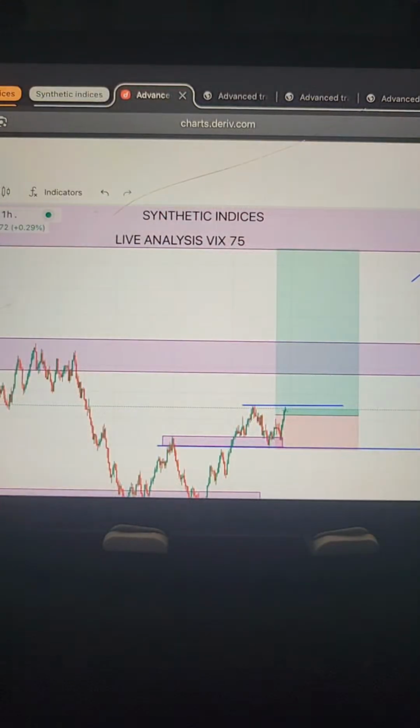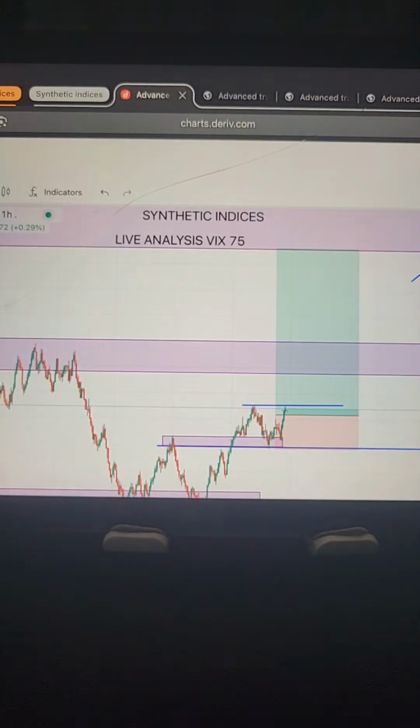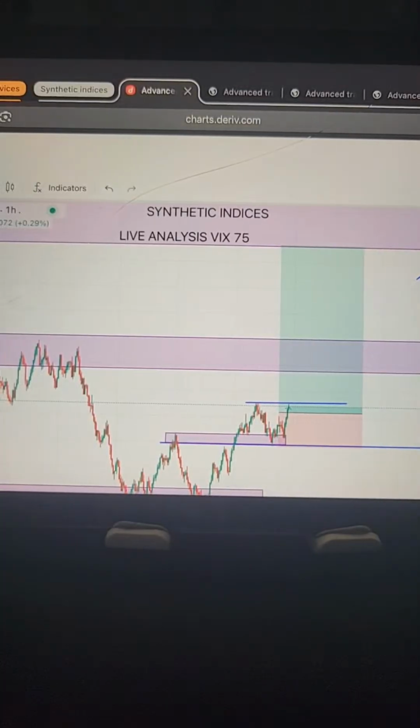Then on weekdays I trade forex. As you can see on my screen here, we have the Volatility 75, and we are active on this trade. We are currently on a buy on Volatility 75. So this was where I took my entry from. This is my stop loss, and this is my take profit.